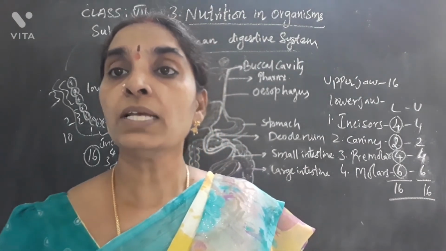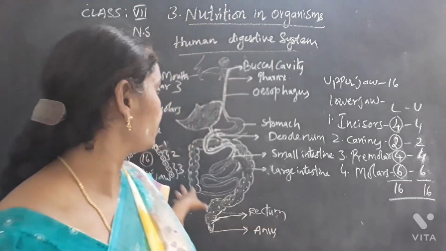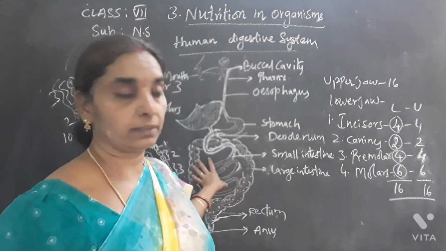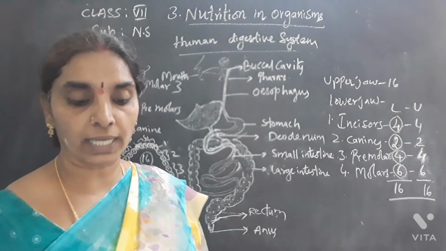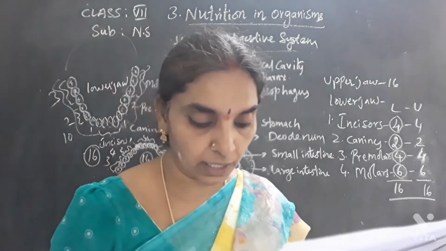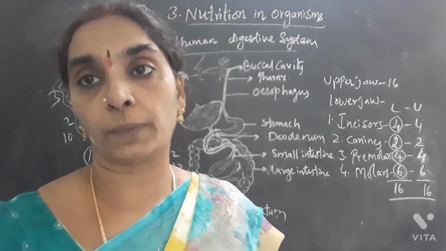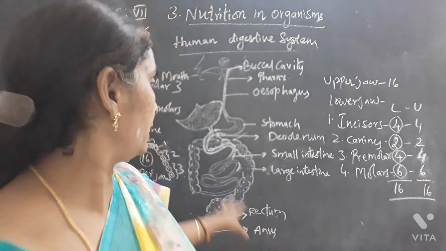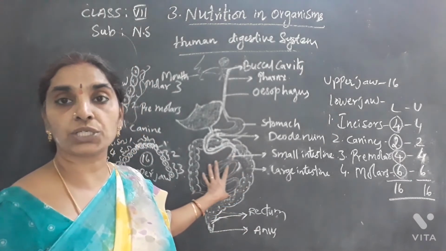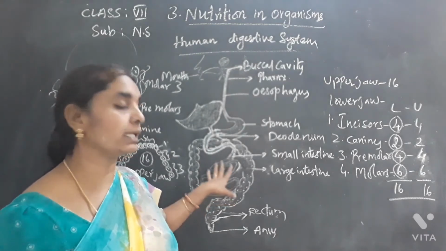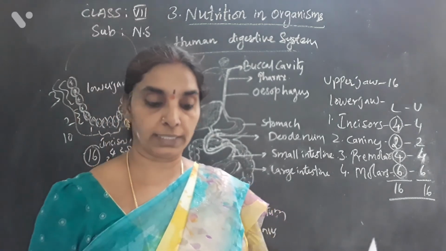Digestion completes in the small intestine, where the intestinal juices act over the food particles and digest them. Inside the small intestine, thousands of finger-like structures called villi are present, which help to digest the food. So digestion ends in the small intestine.